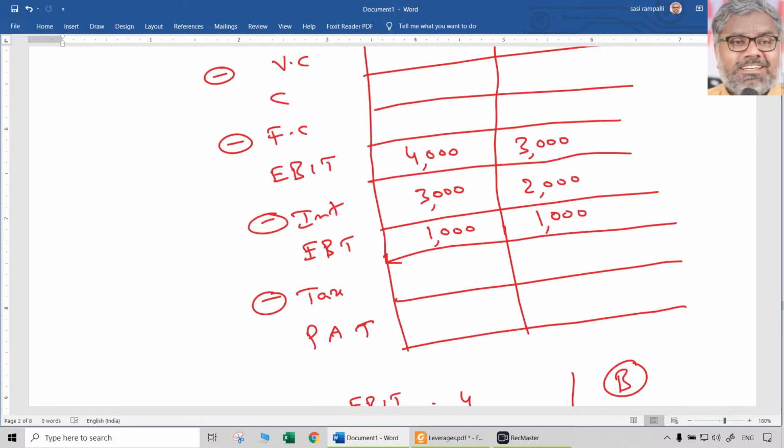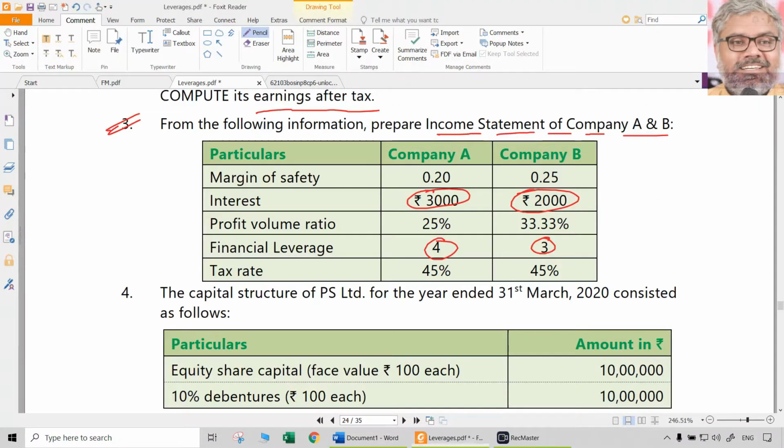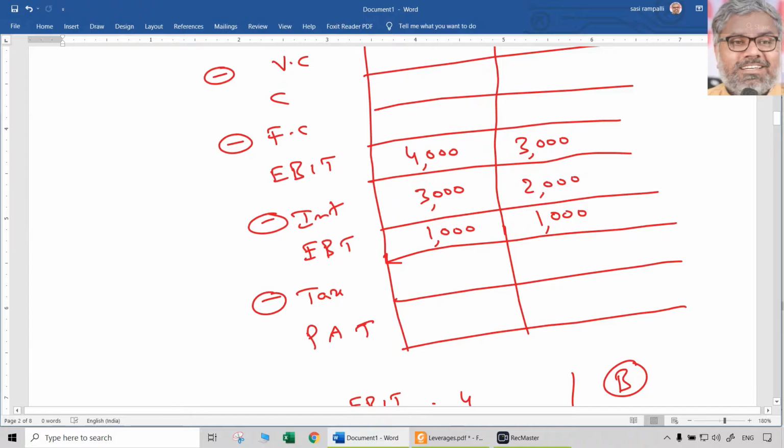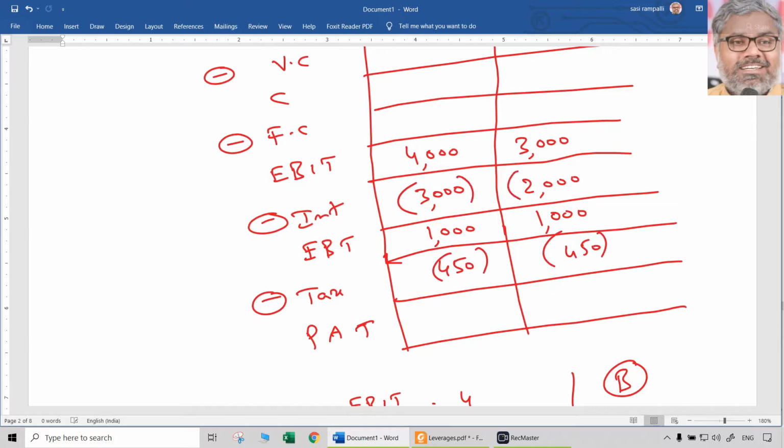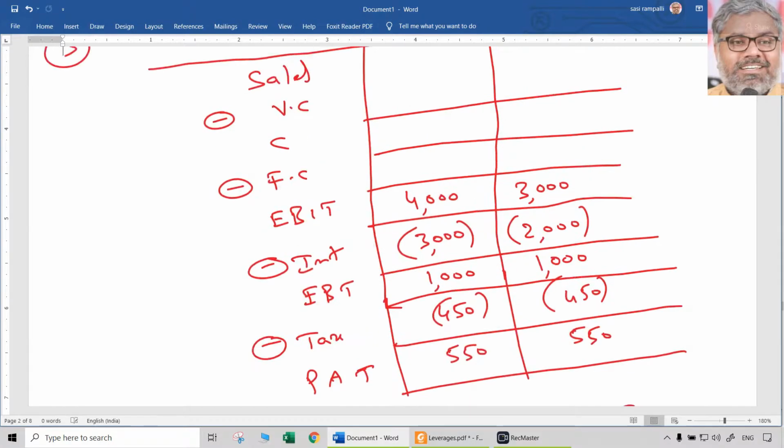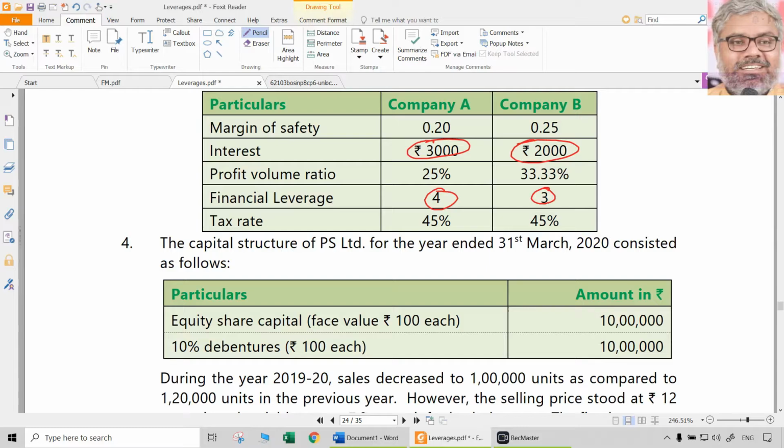So EBIT we got, EBT we got. By the way, we can even already directly calculate tax rate also. Tax rate 45 means 450 is the tax. So naturally 550 is the profit after tax. But the statement is not full, not yet complete. We have to still continue with this.